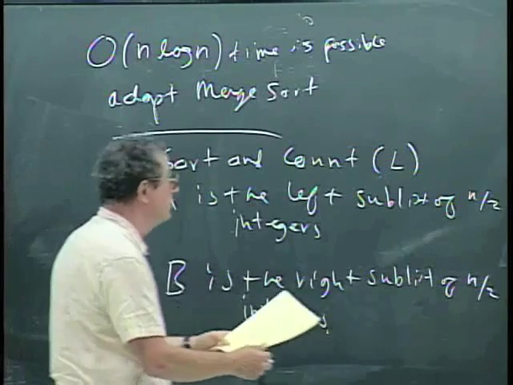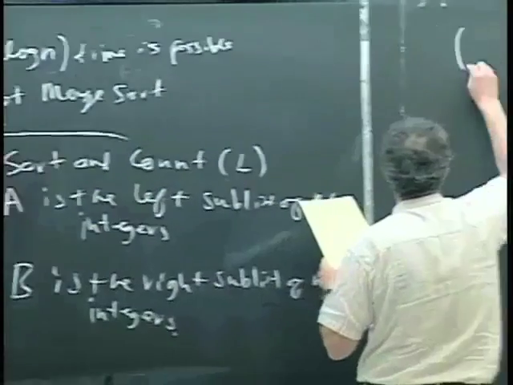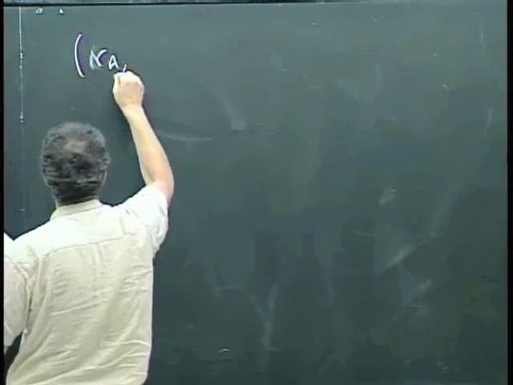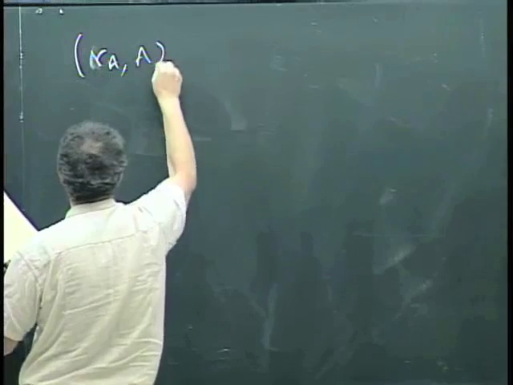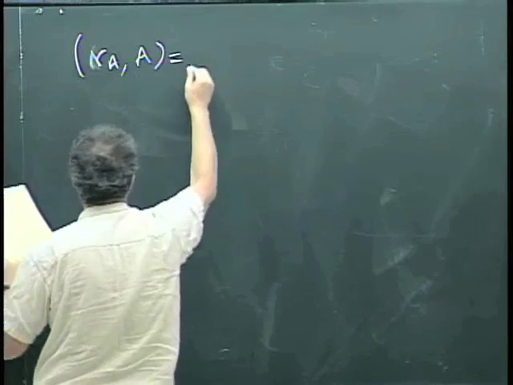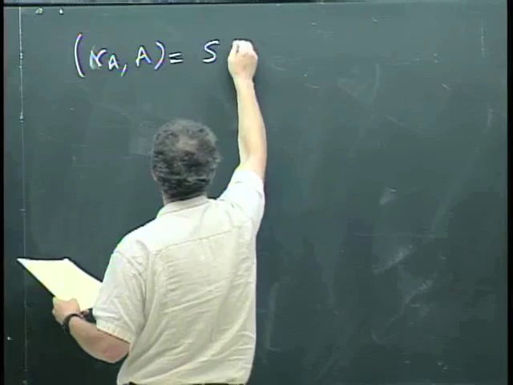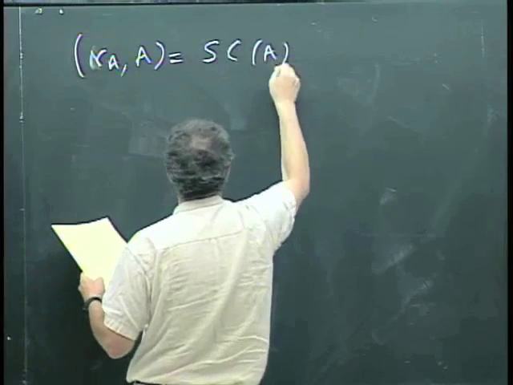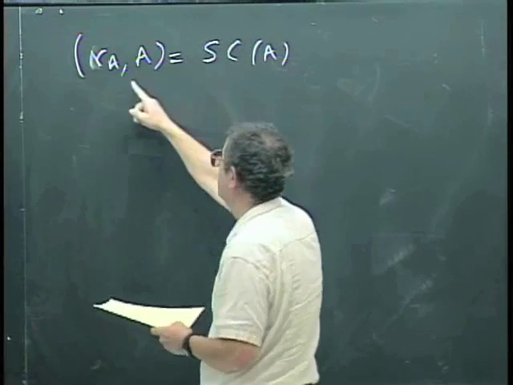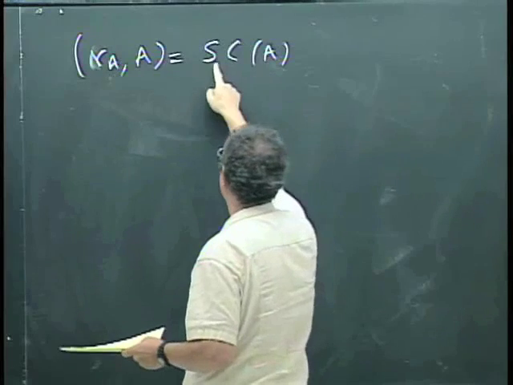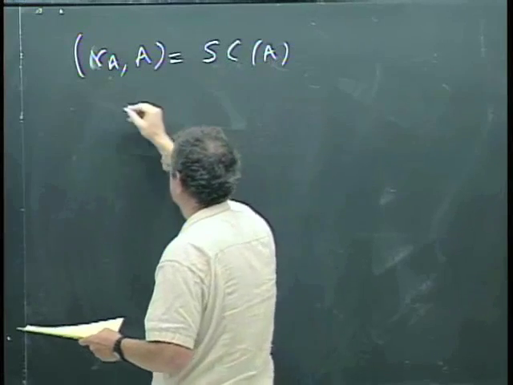So RA is the number of inversions in A alone. This is what's being returned from sort and count, which I'll abbreviate that way. So you recursively figure out how many inversions are in A alone by recursively calling sort and count on A.